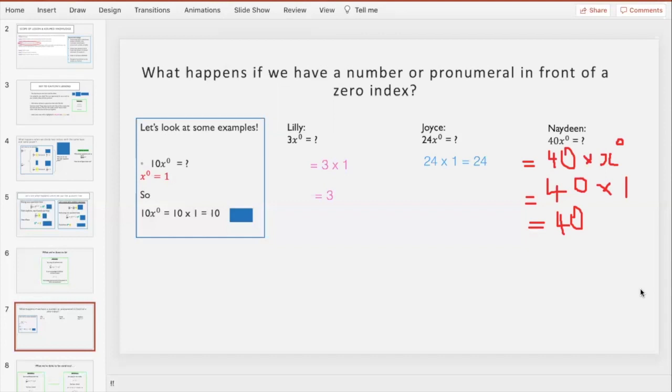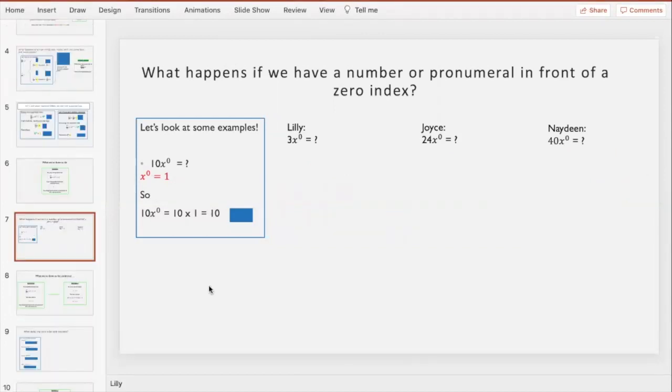All right, really good job, girls. I've seen that Nadine has written out the whole method, which I do really like because it gets in your brain that x to the 0 does equal 1. But Joyce and Lily, it seems that you girls are already very fluent with that idea, so you jumped straight to that question. And Lily, I see that you've got a question for me.